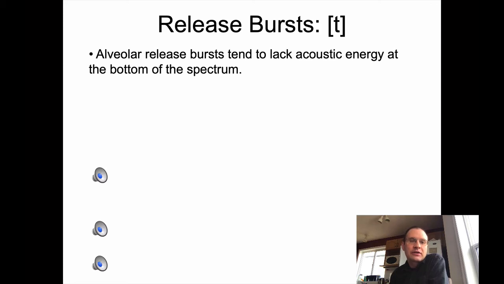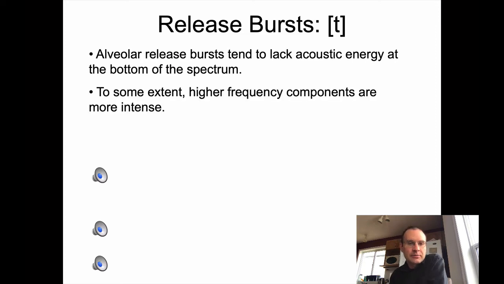So alveolar release bursts will look a fair amount like the P release bursts, but they will tend to lack acoustic energy at the very bottom of the spectrum.